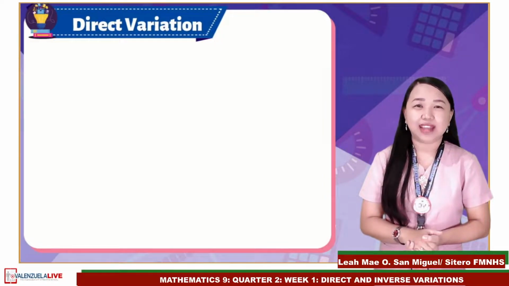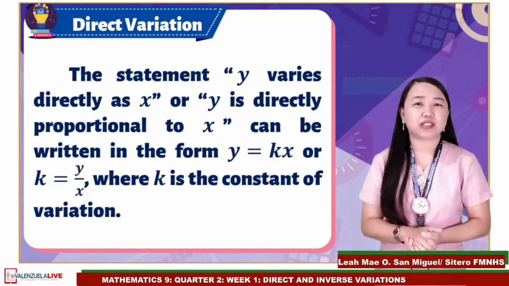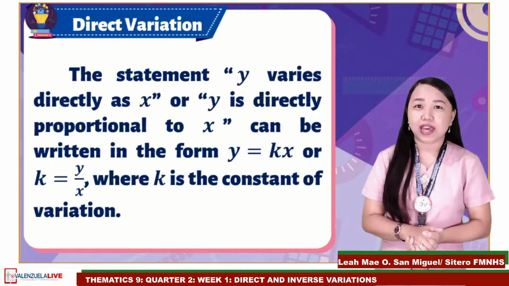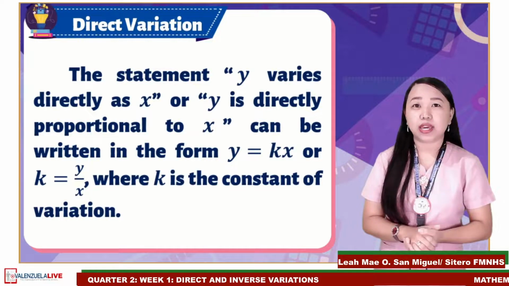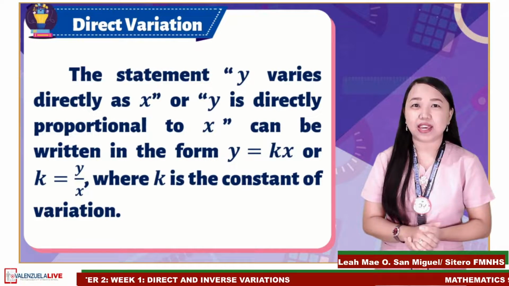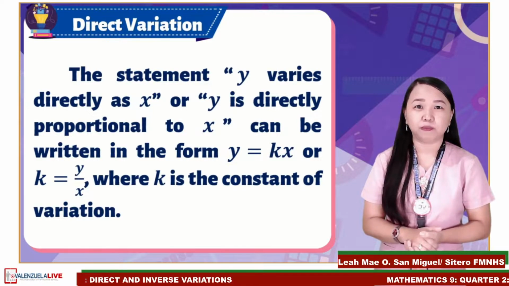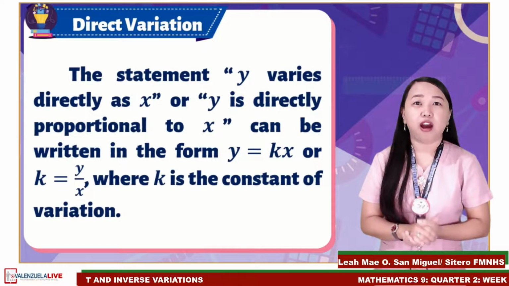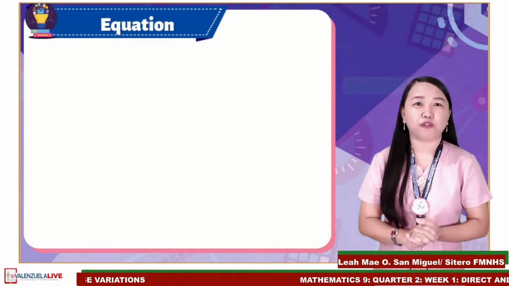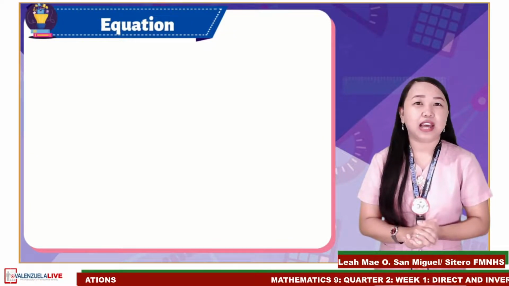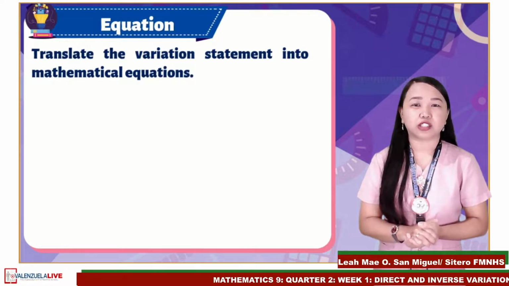Let's start with the direct variation. The statement y varies directly as x or y is directly proportional to x can be written in the form y is equal to kx or k is equal to y over x, where k is the constant of variation. The variables x and y are the two quantities. Now, using the concept of direct variation presented, let us translate the following variation statements into mathematical equations.